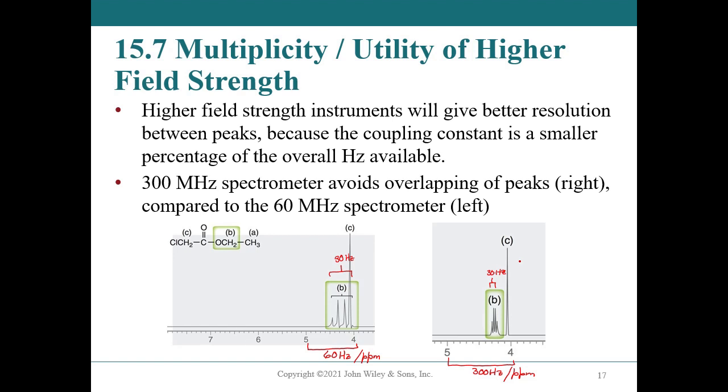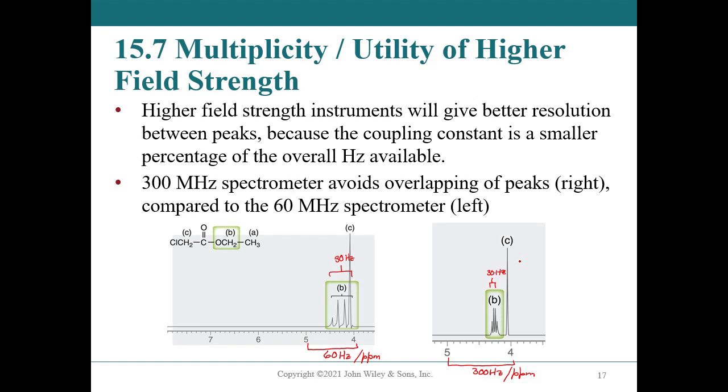But this brings up another point, that as you get to stronger magnets, you get higher frequencies for it, you get less interference or less overlap of peaks. Because now that 30 hertz is just 1/10 of a ppm, we could fit more peaks inside this 1 ppm range without getting overlap. That's one reason chemists like to have more powerful magnets for NMR.